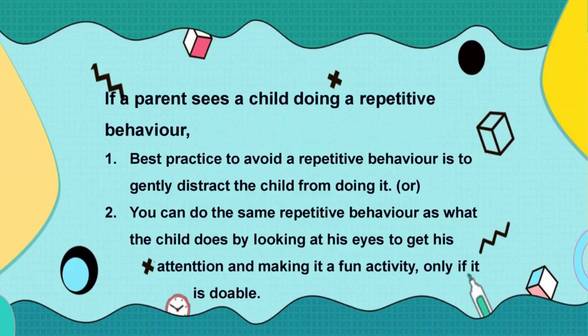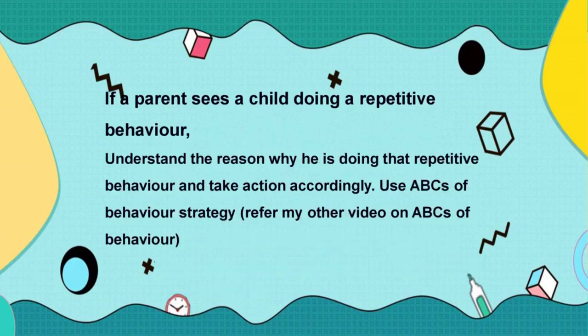So if you see the child doing a repetitive behavior, the best practice is to gently distract the child from doing it. Don't say, don't do it. You can do the same repetitive behavior as the child does, by looking at his eyes and doing the action again. When you do the same repetitive behavior, ensure that the child notices you. Don't do it separately while the child is separately doing it. When you flap your hands, bend down to his knee level, look at his eyes, and then do the action again.